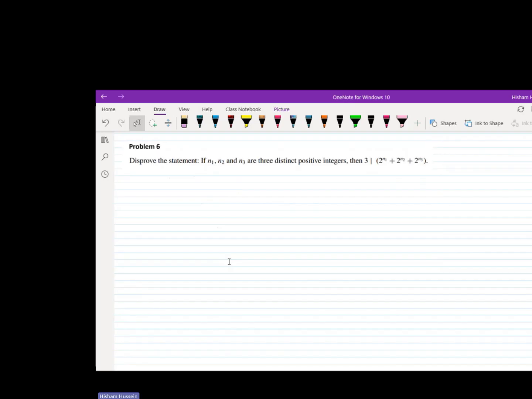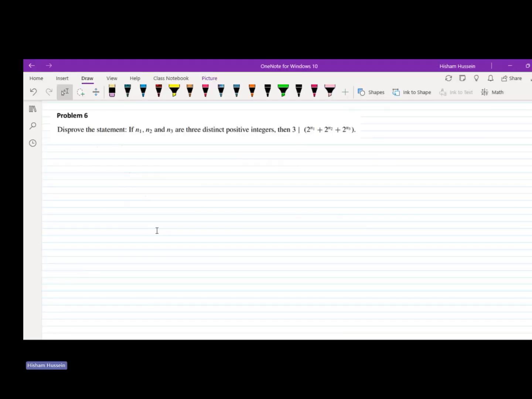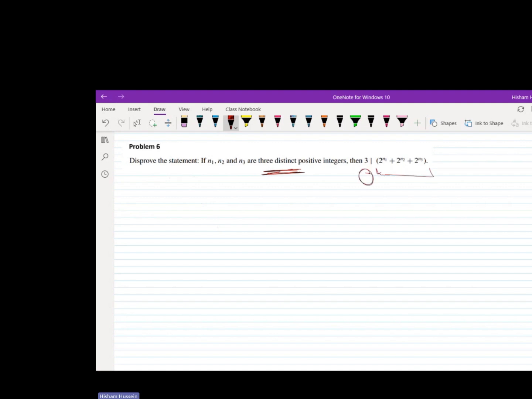Disprove this statement: if n1, n2, and n3 are 3 distinct positive integers, different positive integers, then 3 divides 2 to the power n1 plus 2 to the power n2 plus 2 to the power n3. We need to negate this statement. How can we do that? Just try by assuming any values for n1, n2 and n3, on condition that they are distinct positive integers, and verify that the resulting value is not a multiple of 3.